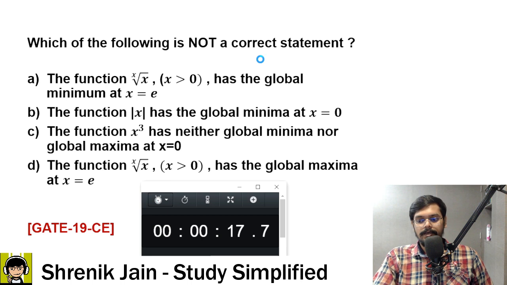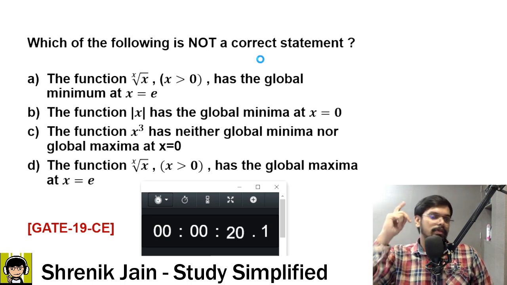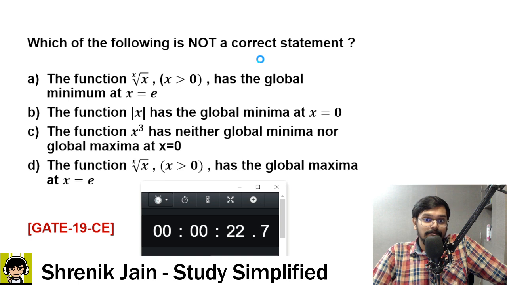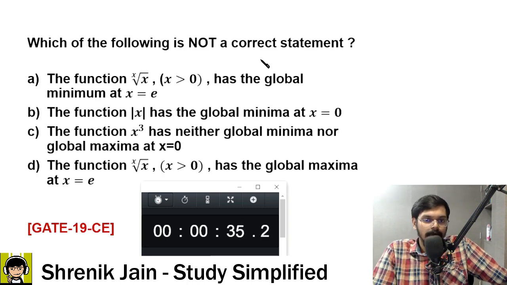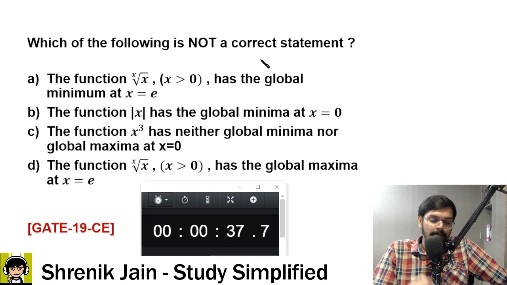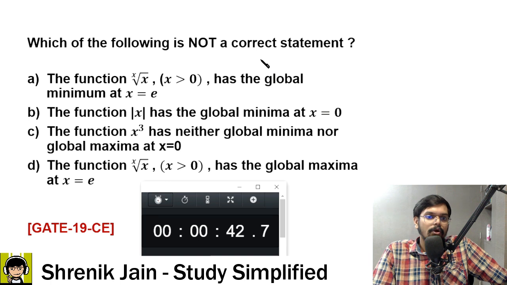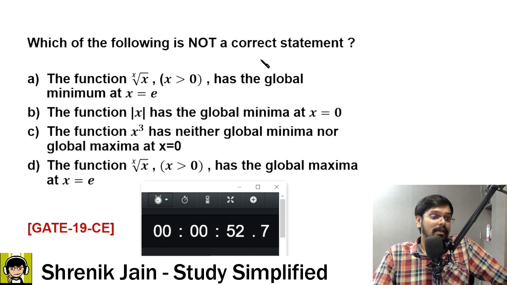Tell me. I will give you 2 minutes. You can see the function x to the power 1 by x, where x is greater than 0, has the global minimum at x is equal to e. That was option A. Option B. The function mod x has the global minimum at x is equal to 0. Option C. The function x cube has neither global minimum nor global maximum at x is equal to 0. Option D. The function x to the power 1 by x, where x is greater than 0, has the global maximum at x is equal to e.